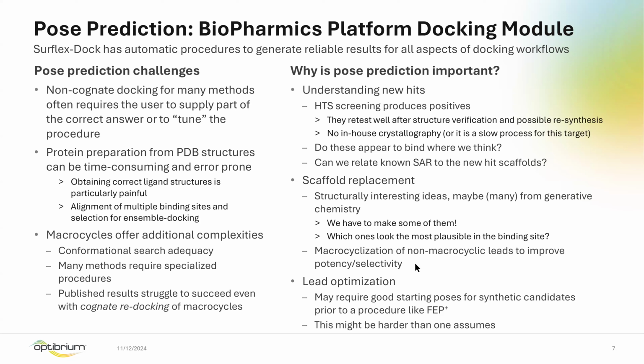Another common thing now, increasingly, has been macrocyclization of non-macrocyclic leads to try to improve potency and selectivity. But when you're doing this, having a way to actually dock a macrocycle that's a synthetic candidate, understand how it very likely binds, and understand things about its bound strain and so forth can really help. Obviously, lead optimization is something that people care about.